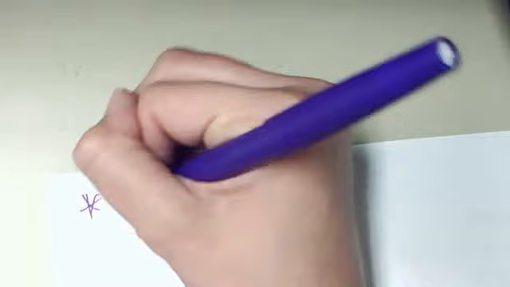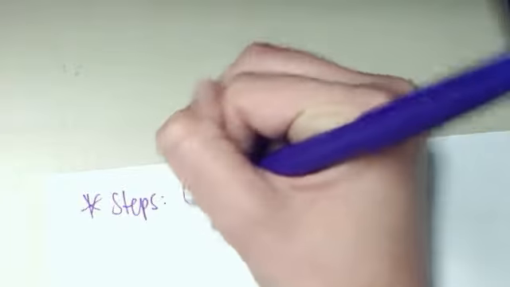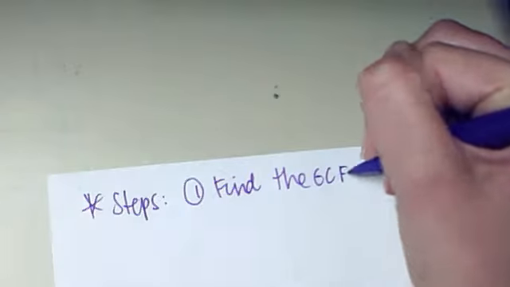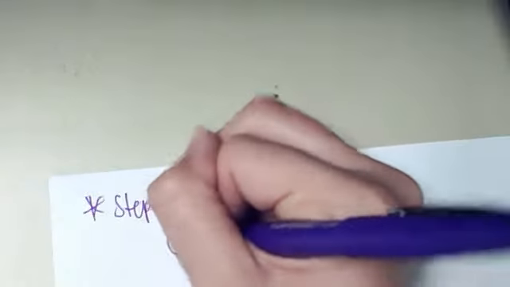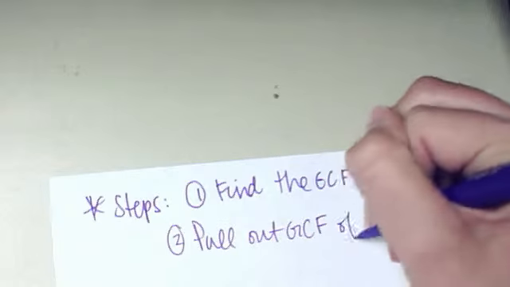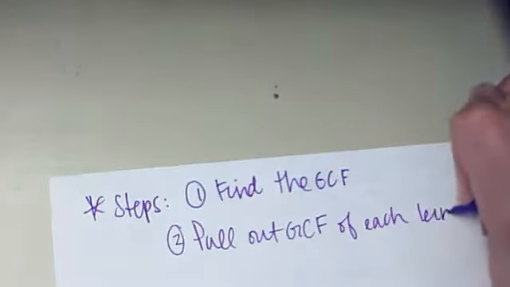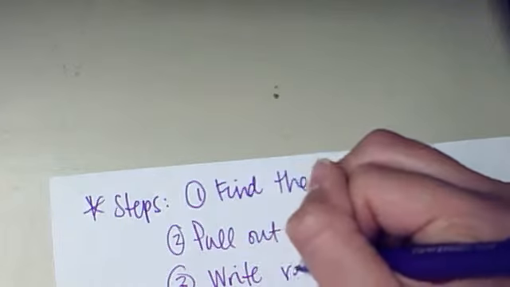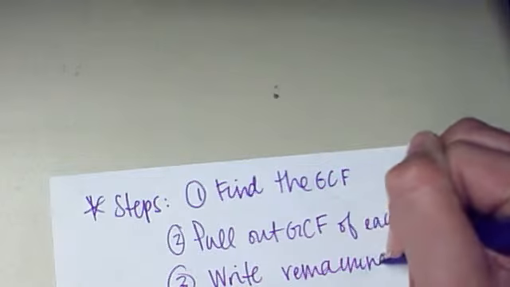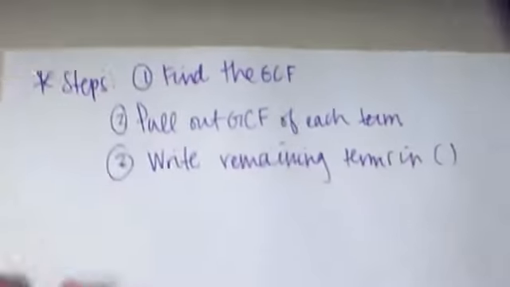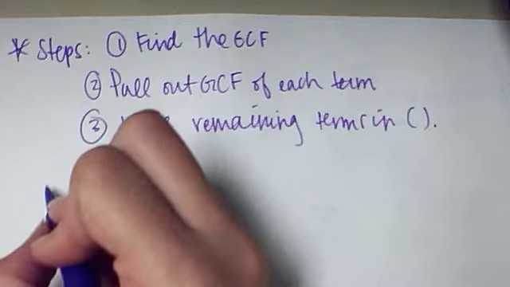Okay, let's look at a few more examples. Before we do that, I'm going to give you the steps. Number 1, find the greatest common factor. Number 2, pull out the GCF of each term. And step 3, write the remaining terms in parentheses.